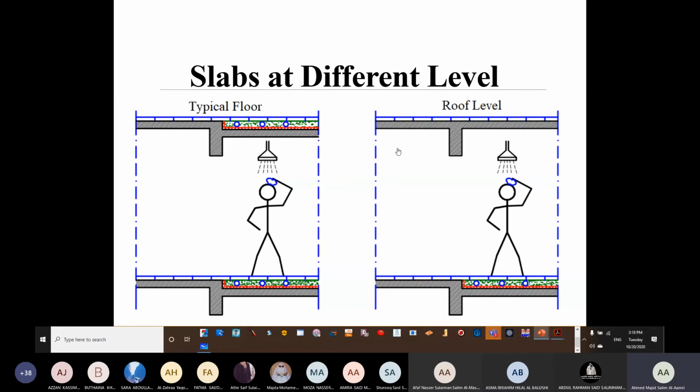Now, a person will be asking, why do we have a sunken slab here, here, and here, but this slab is not sunk? Of course, this will not be sunk because there will not be any water requirements. It's at the roof level.